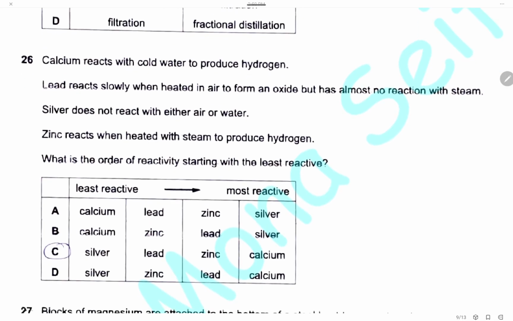Question 26. Calcium reacts with cold water to produce hydrogen. Lead reacts slowly when heated in air to form oxide, but has almost no reaction with steam. Silver doesn't react with either air or water, and zinc reacts when heated with steam to produce hydrogen gas. So calcium is more reactive than zinc, and zinc is more reactive than lead, and the least reactive will be silver. Here we have to order the 4 metals from the least reactive to the most reactive. As we said, silver is the least reactive, followed by lead, then zinc, and the most reactive will be calcium. The correct answer is C.